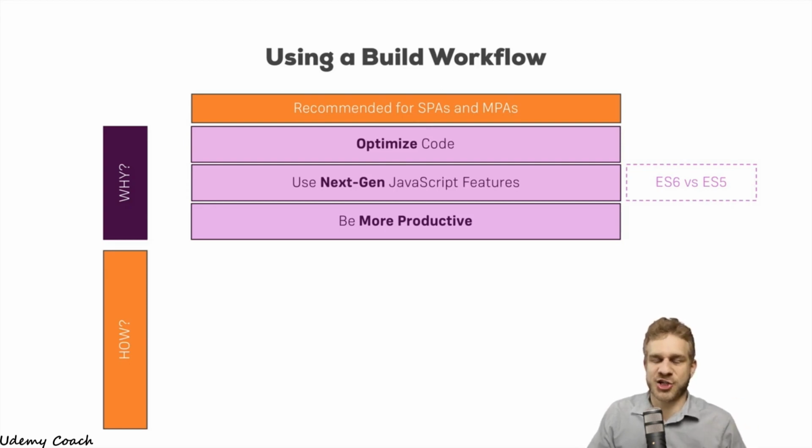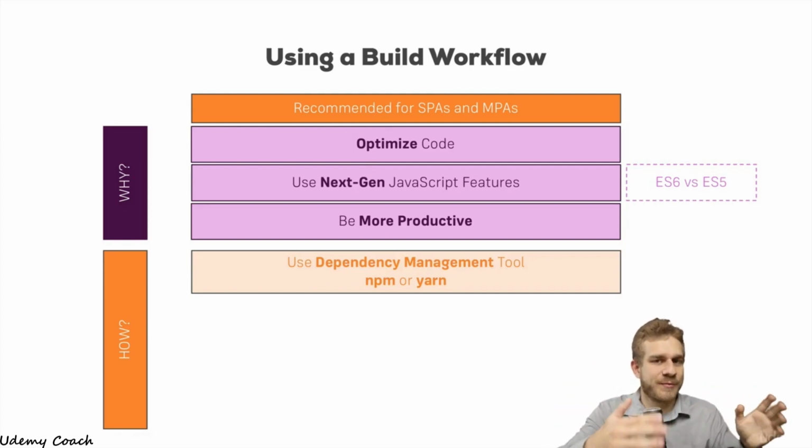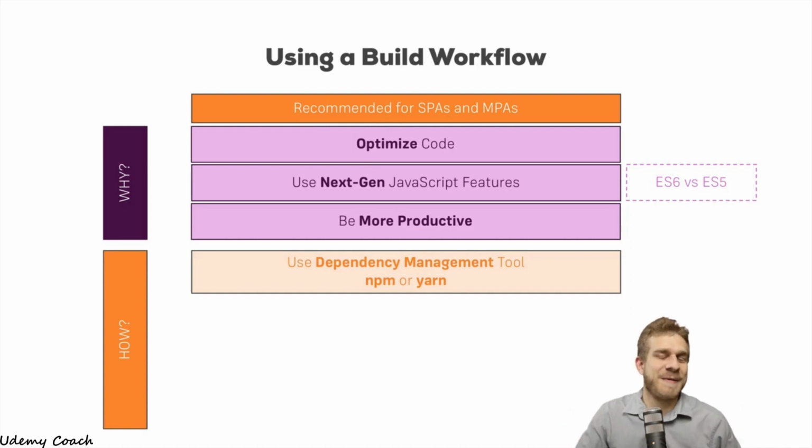How do we achieve such a workflow? We first of all need a dependency management tool. Dependencies are simply third-party libraries, third-party JavaScript packages. React, for example, is a dependency. React DOM is a dependency. And also all the build tools we will need in the end are dependencies. So the compiler for next-gen JavaScript to current-gen JavaScript, that is a dependency.